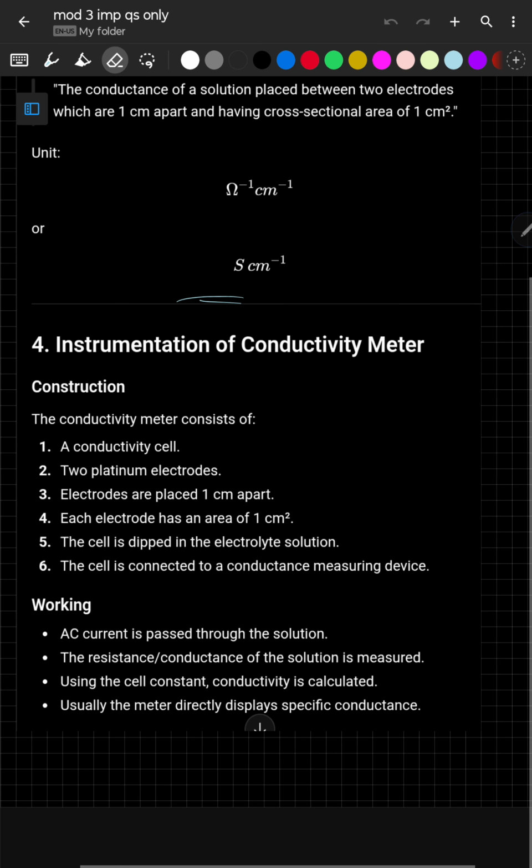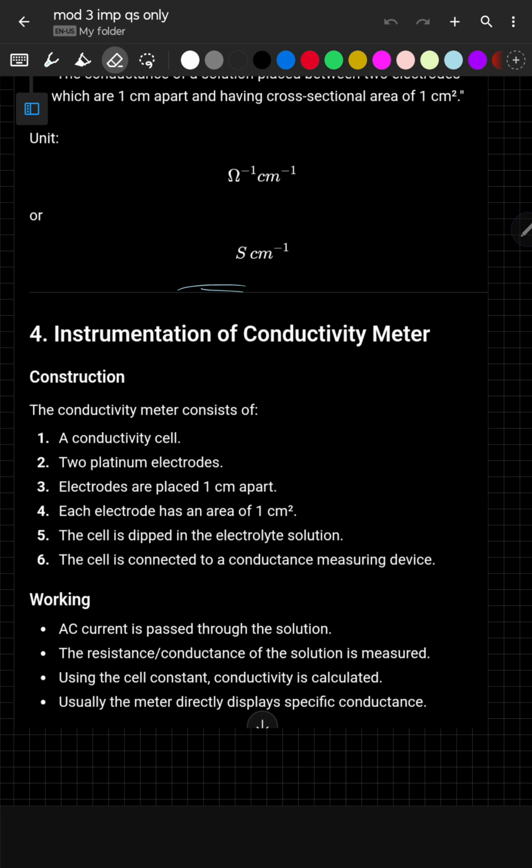Now coming to the instrumentation of the conductometer, just try to remember it. There's a conductivity cell. A conductivity meter will always have a conductivity cell with 2 platinum electrodes. Each electrode is of 1 centimeter width.